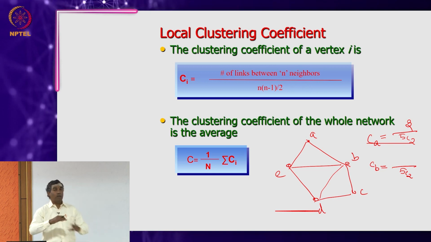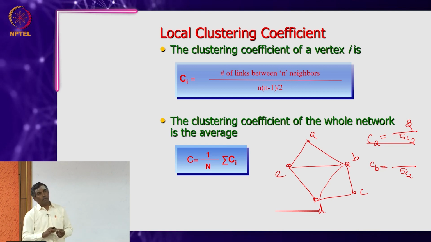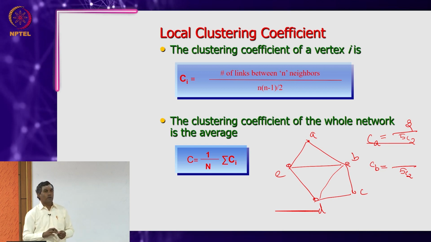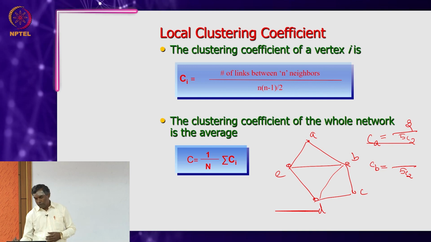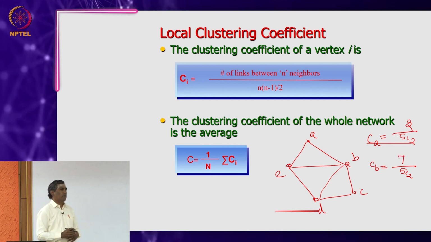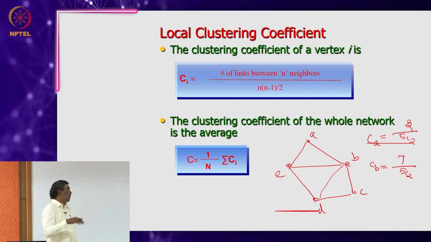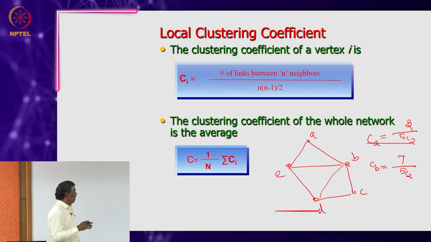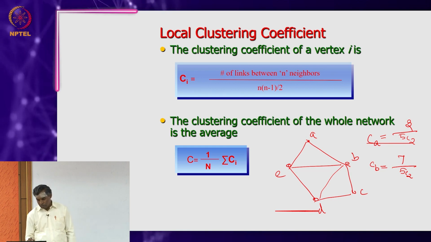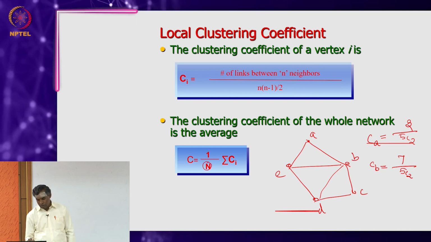How many edges between the neighbors of B? Of course, it is 7. This is a way you can calculate it. This is called the local clustering coefficient. Once you find the local clustering coefficient, of course, I have to change it into small n.